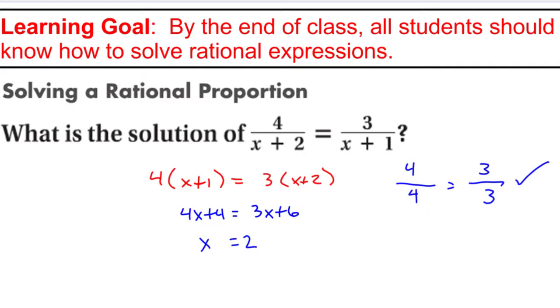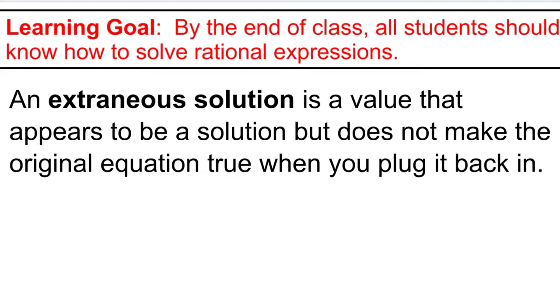However, this seems pretty straightforward, but there are special cases that we need to watch out for. So here is one of our special cases. We have this concept called an extraneous solution. An extraneous solution is a value that appears to be a solution, meaning that we went through the problem, we did all of our algebra correctly, and we got down to the answers. However, when we plug those answers back into the original equation, it doesn't work, right? So it makes the original equation not true.